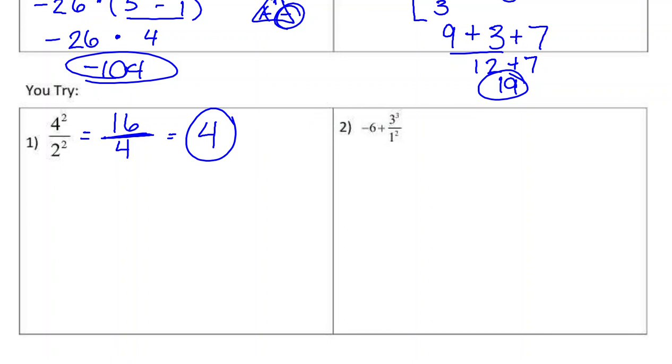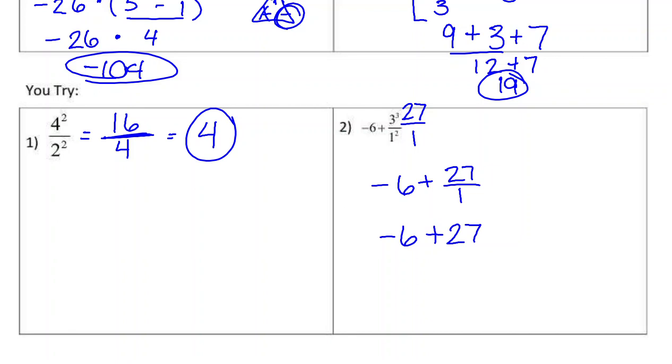So if we look at number 2, I'm going to work out the exponents first. So 3 to the third power is 3 times 3 times 3, which is 27. Over 1 to the second power would be 1. So now I have negative 6 plus 27 over 1. Anything over 1 is just itself, remember from our fraction rules, because 27 divided by 1 would just be 27.